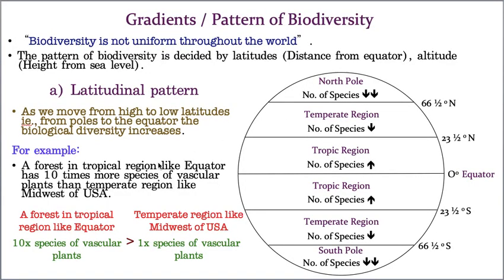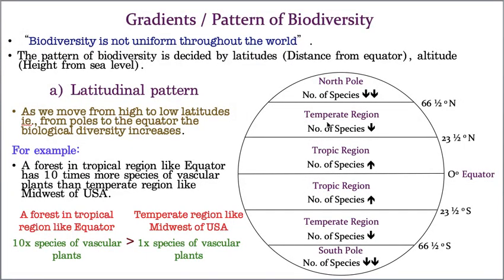Temperature: if more sunlight is there, there is more temperature, more productivity, and more species. That's why there are more species here, a 10x difference. That means for every 10 vascular plants of the tropic region, only one plant can be seen in the temperate region. That means 9 vascular plants are decreasing.